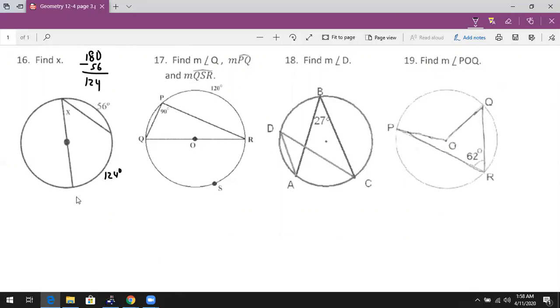Angle x is half the arc. Half of 124 is 62. So x would be 62. Because that is an angle, I'm going to call it 62 degrees.